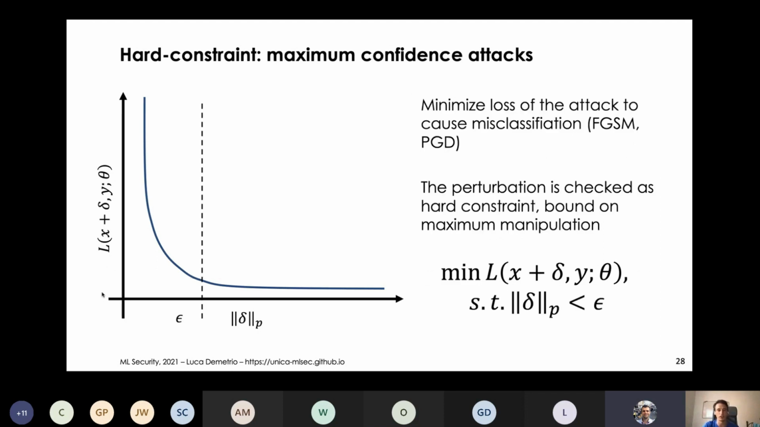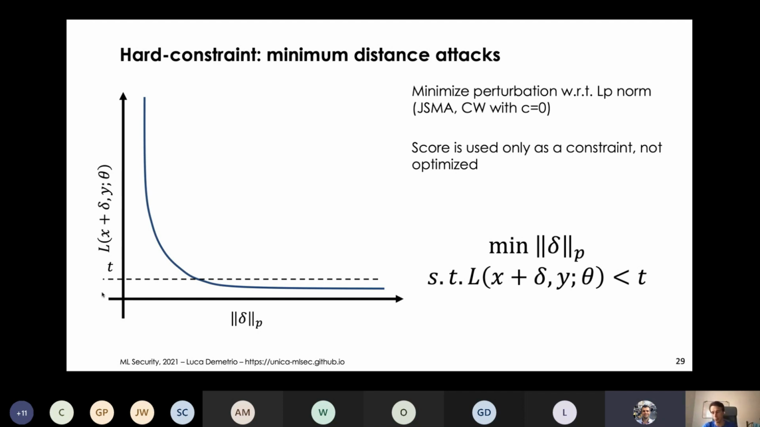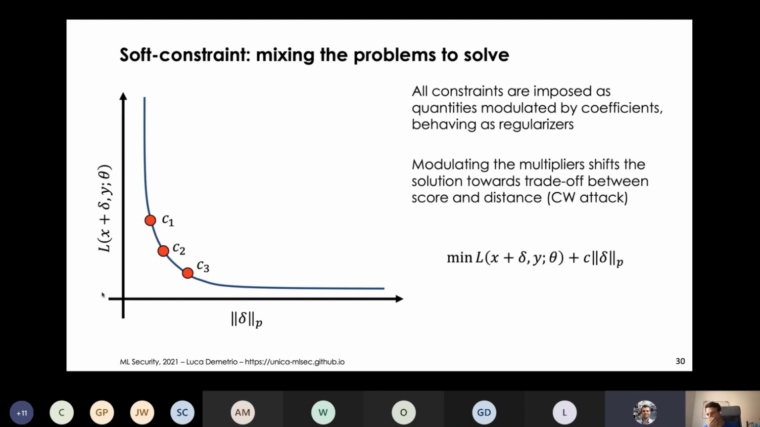But the world is not just here or here, right? I would like to move along all of these points. So that's why we introduced the so-called soft constraint attacks, where you're basically solving this goal. So you take this loss function, and then you also use the distance as a regularizer, or vice versa, as the Carlini-Wagner attack did. And then by modulating C, you're basically finding adversarial examples that are good either from the point of view of the confidence, or from the point of view of the distance that you're minimizing. And that's exactly what the Carlini-Wagner attack does.